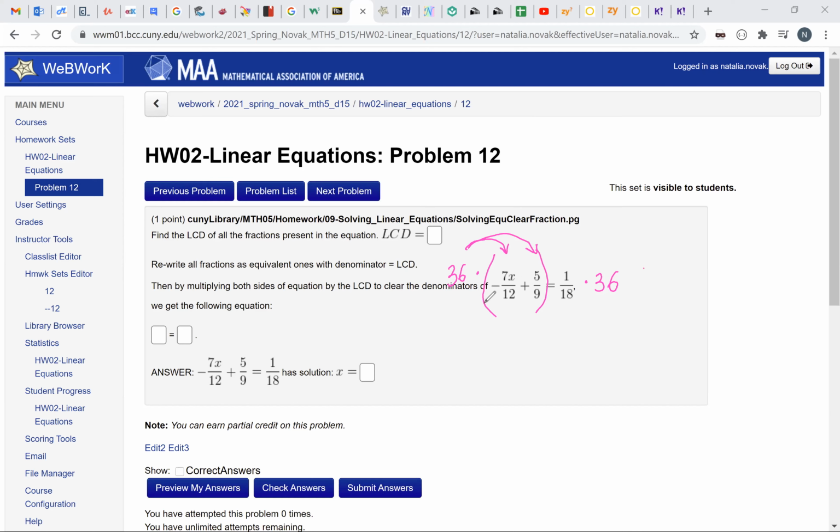Okay, yes, exactly. So the idea is when we multiply the entire side by a number, it means we'll have to use that distributive property there, right? So when we use that distributive property, it will help us, right? So over here, it will be 36 times negative 7x over 12, and then plus 36 times 5 over 9, right? And then it's equal to 1 over 18. And remember, 36 over 1, right? This is how we can rewrite all the whole numbers as over 1. I think this will give you a hint on how to proceed next, right?